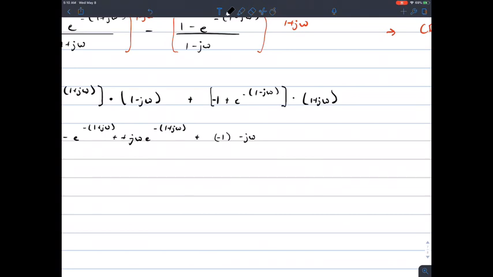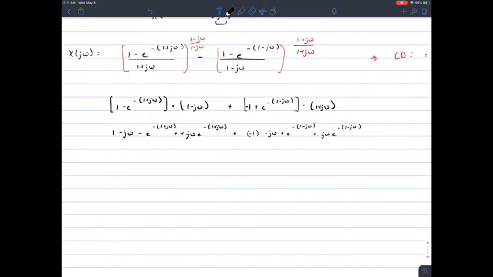minus j omega plus e to the negative 1 minus j omega plus j omega e to the negative 1 minus j omega. Okay, and then the common denominator would be 1 plus omega squared.